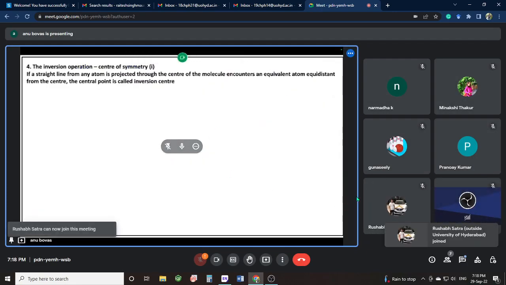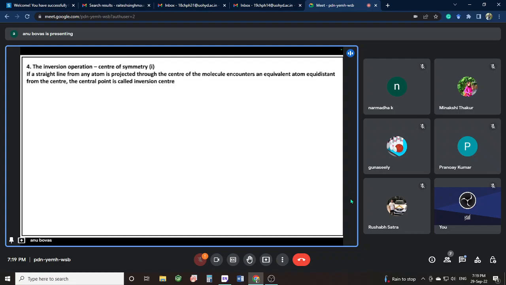Now, let us move on to the fourth operation, the inversion operation or center of symmetry. If a straight line from any atom is projected through the center of the molecule, it encounters an equidistant and equivalent atom. For example, we can start from PtCl4 2-. What does the definition state? If a straight line from any atom, let us consider chlorine, is projected through the center of the molecule, here the center is platinum. We are projecting it through the center of the molecule. It should encounter an equivalent atom, another chlorine, at equal distance from the center. It is encountering another chlorine.